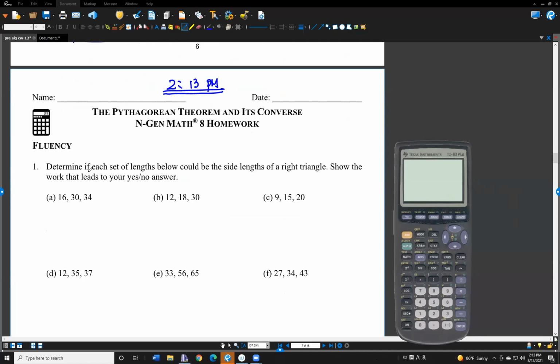All right, determine if each set of lengths below could be the lengths of a right triangle. Okay, yes or no? So how can you check if they satisfy the Pythagorean theorem, that is, the lengths of a right triangle? If not, they're not the lengths of a right triangle. That means the triangle is not a right triangle. I'm gonna try this one too.